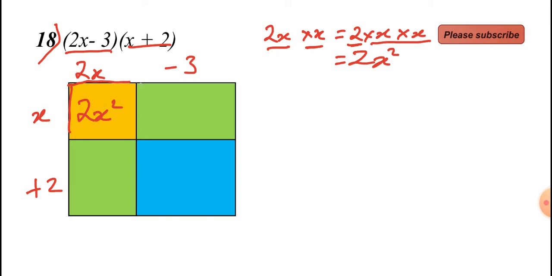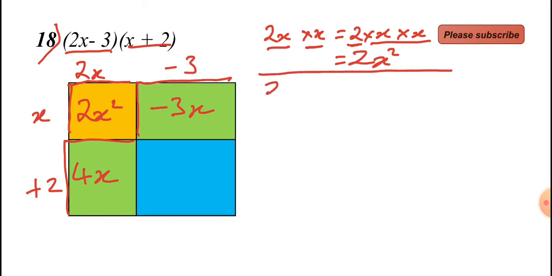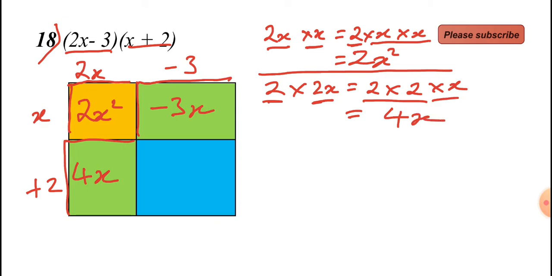Then in this top green rectangle, I've got minus 3 times x, which is minus 3x. Then here I've got 2 times 2x, which is 4x. To explain that in a bit more detail, I had 2 times 2x, which is the same as saying 2 from here times, from this bit, 2 times x. So 2 times 2 is 4, times the x is just 4x. So that's how we've got the 4x.